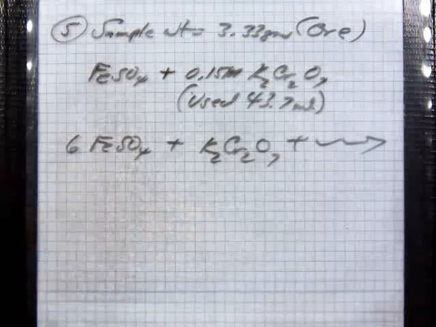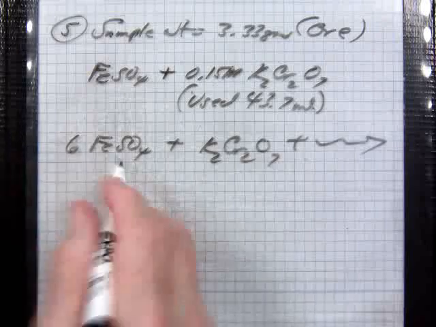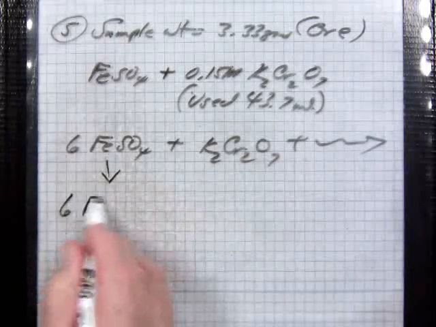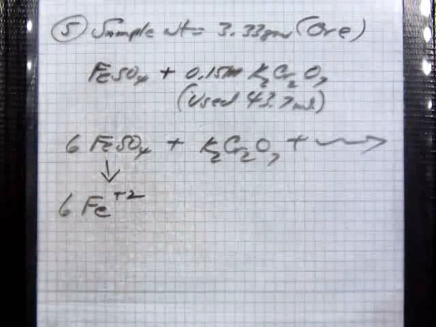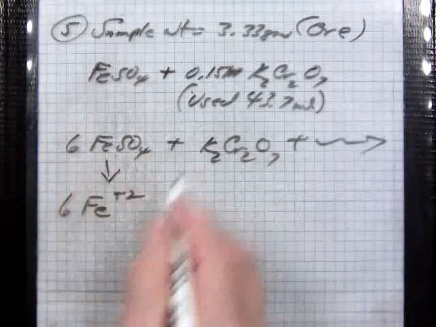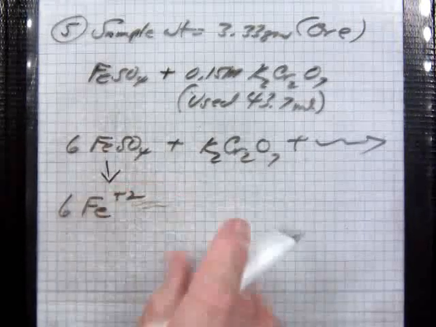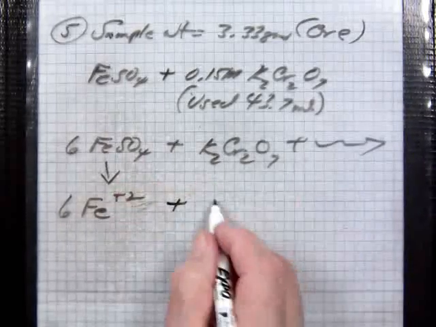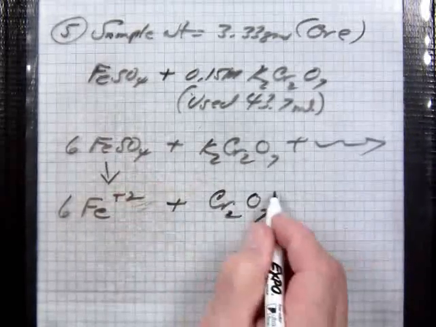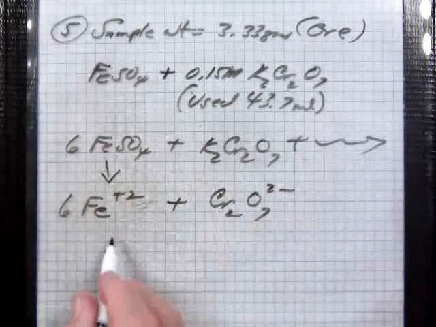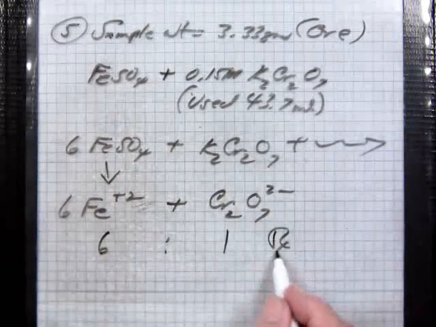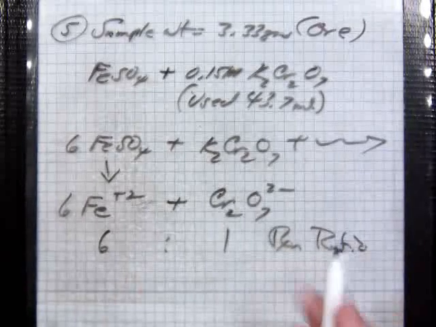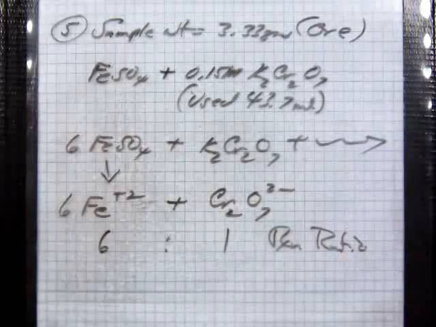Iron sulfate, iron is a salt, metal and a non-metal component, always ionizes. How much? 100%. Salt ionizes 100%. So really, this is 6 moles of iron 2 plus, 6 moles of sulfate, plus actually is reacting with a Cr2O7 2 minus. So it's a 6-to-1 reaction ratio is what we're looking at.